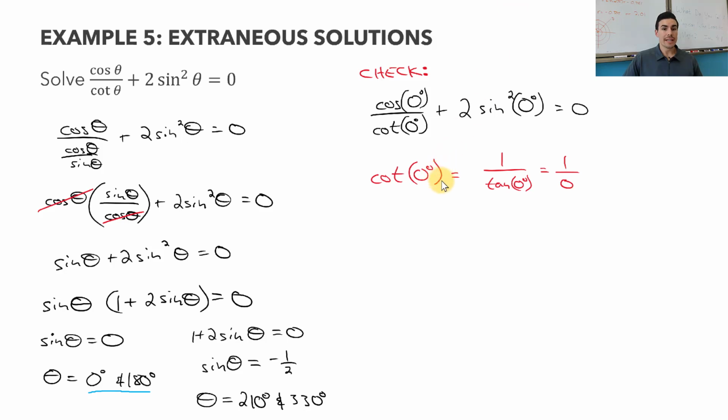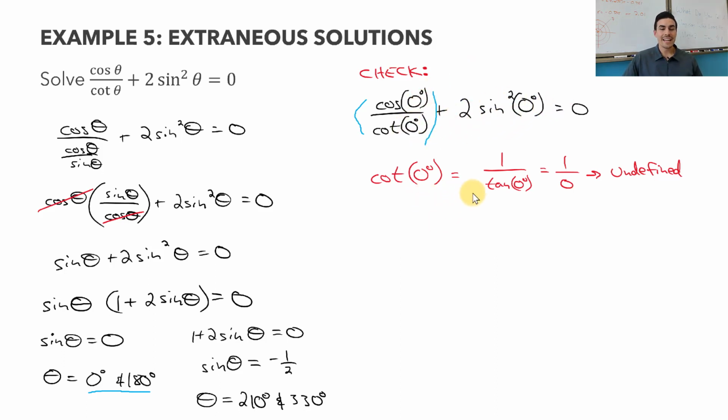Cotangent is 1 over tangent, right? Now, tangent of 0 is actually equal to 0. So cotangent of 0 is actually undefined, right? Because that means I'm dividing by 0. So if cotangent 0 is undefined, then this whole term right here is actually undefined, which means that this is not going to yield a true statement when I plug in 0 degrees.